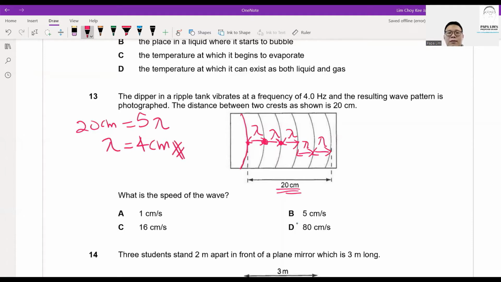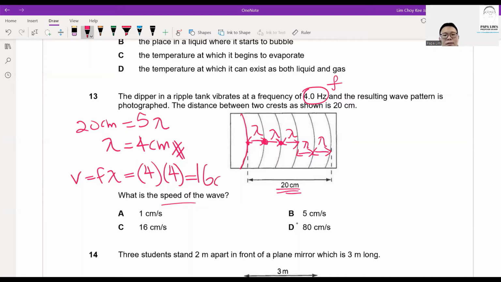Okay, then after that, based on the question, the frequency given is 4 Hertz, and I know the wavelength is 4 cm. So I want to find the speed of the wave, using the standard wave formula, v equals f lambda. I know the frequency is 4 and the wavelength is 4, and I will get a nice answer of 16 cm per second, which is C.